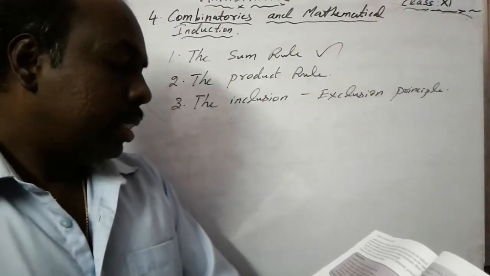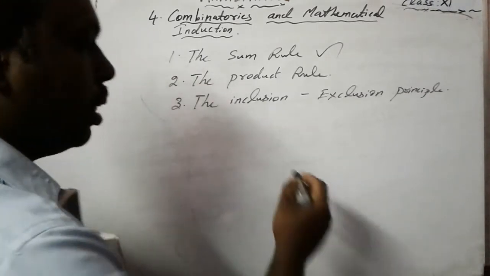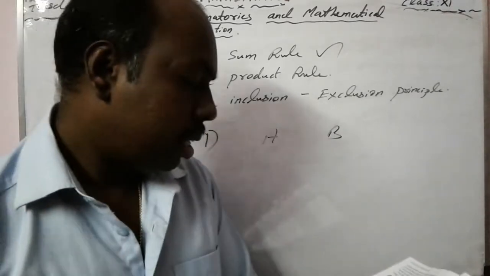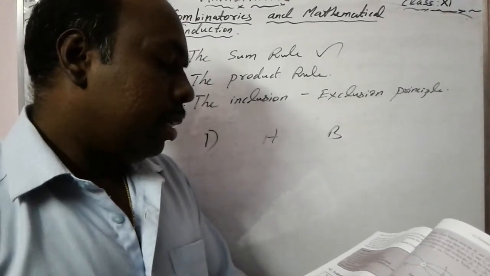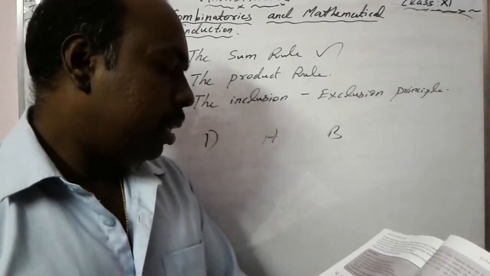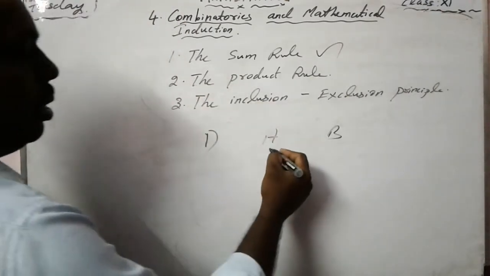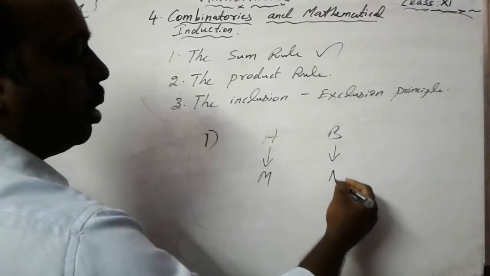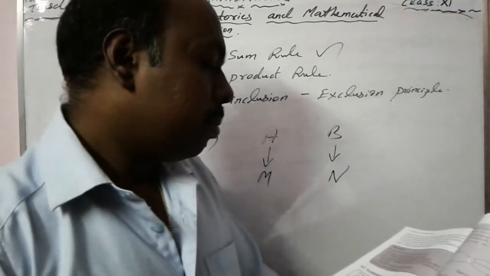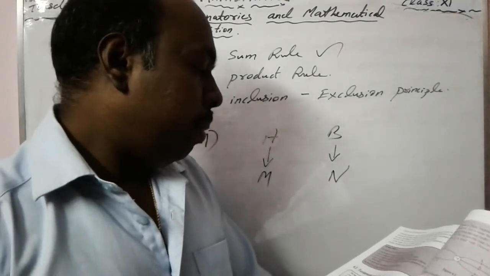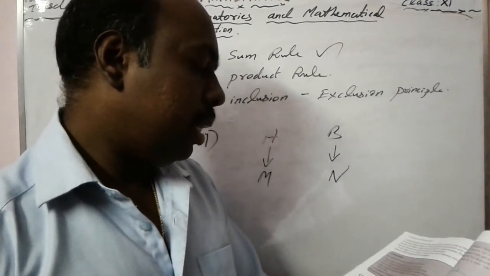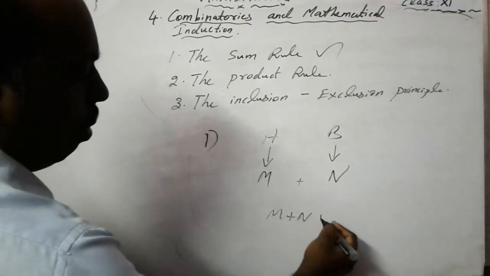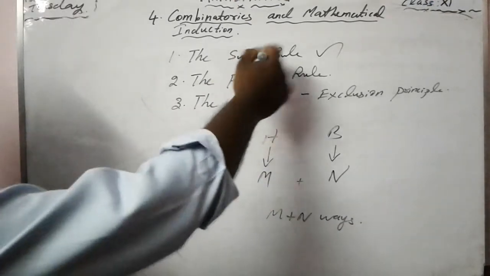Sum rule: let us consider two tasks, A and B, two tasks which need to be completed. If the first task can be completed in m different ways, and the second task can be completed in n different ways, and if these cannot be performed simultaneously, then there are m plus n ways. That is called the sum rule.